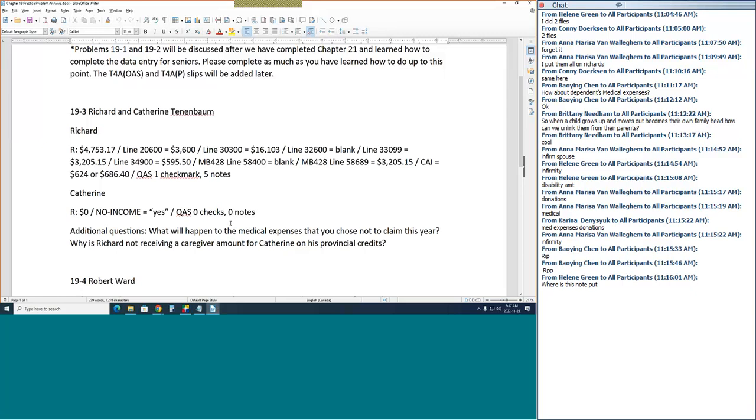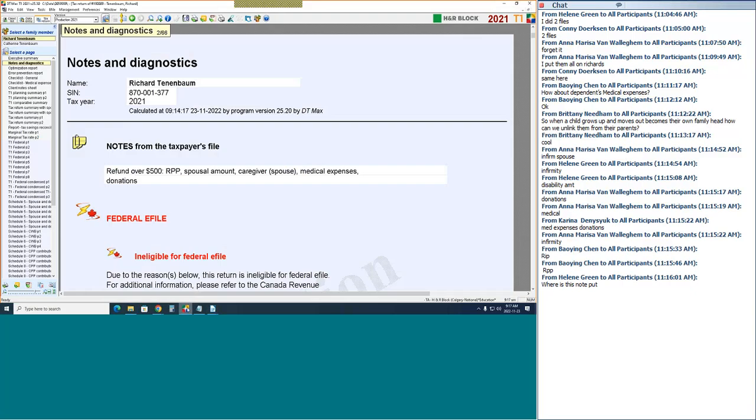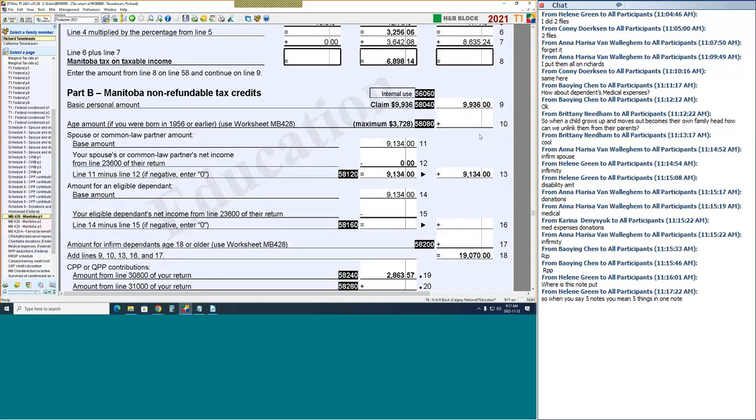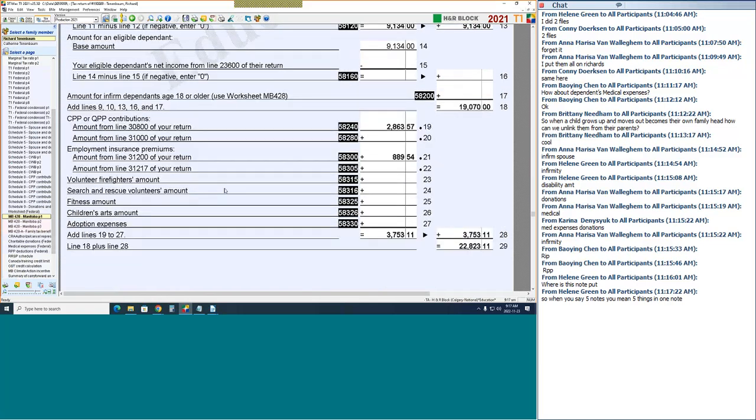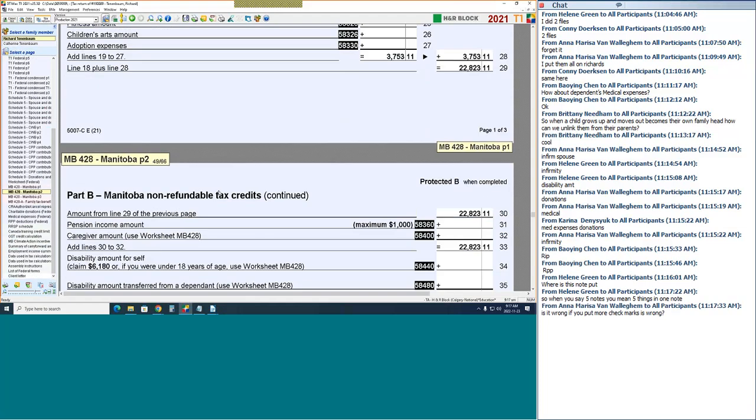And my last question, I think we did already, which is, oh no, why is Richard not receiving a caregiver amount for Catherine on his provincial credits? I wanted you to take a look at the provincial credits because we forget to do that when we do these. So if we're looking at these, we're going to go in here, we're going to see we have a spousal amount. We're going to keep going down. There's no infirm dependent age 18 or older. And we're going to keep going down, and there's no caregiver amount. Why is there no caregiver amount?